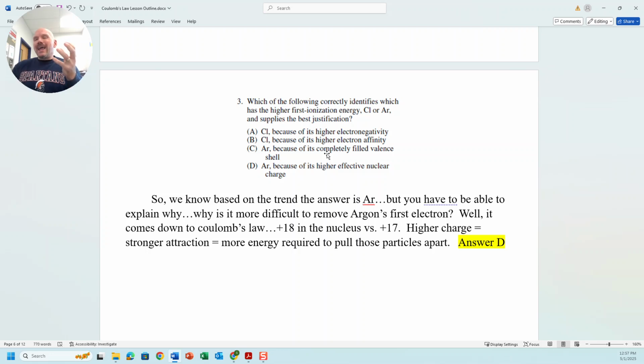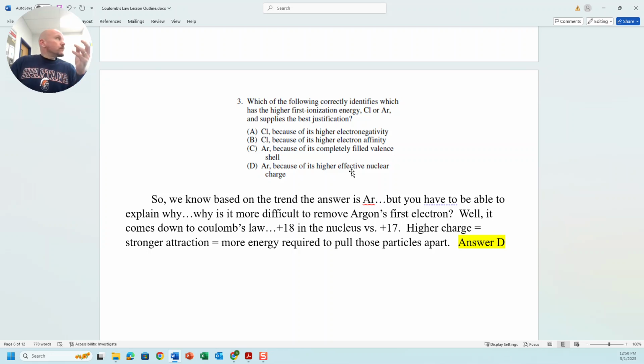But that's not why it's harder to remove an electron from argon. It's harder to remove an electron from argon because argon's valence electrons are more attracted to its nucleus than chlorine's valence electrons. And the reason for that is because argon has one more proton in the nucleus. It has a greater nuclear charge. Now, if they say the effective nuclear charge, the way you can calculate that is protons minus core electrons.